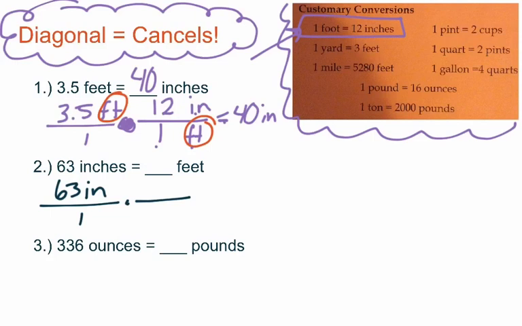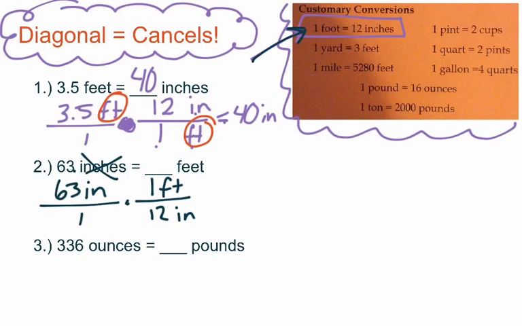So who thinks they know what's going to go on the bottom of this conversion? All right, hopefully you said inches because we want to cancel out the inches. We don't want inches anymore. We want it in feet. So I'm going to put inches on the bottom. And then using that same conversion as last time, 1 foot equals 12 inches. That means I have 1 foot on top and I have 12 inches on the bottom.